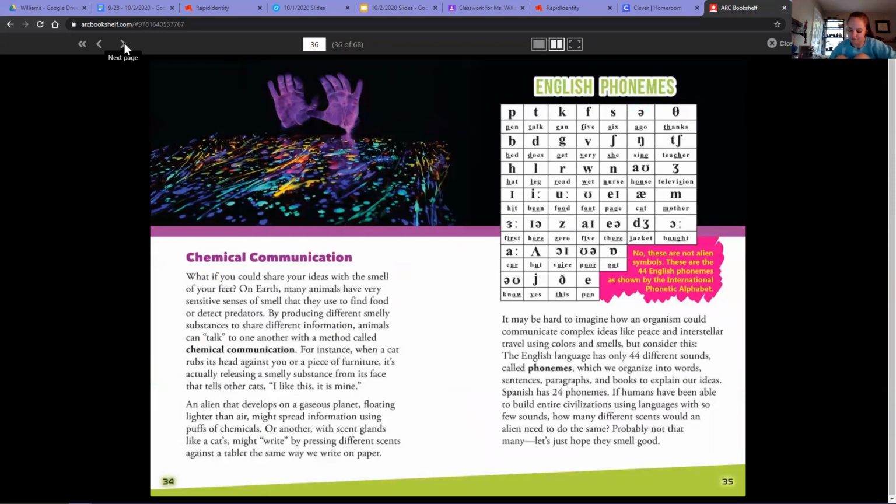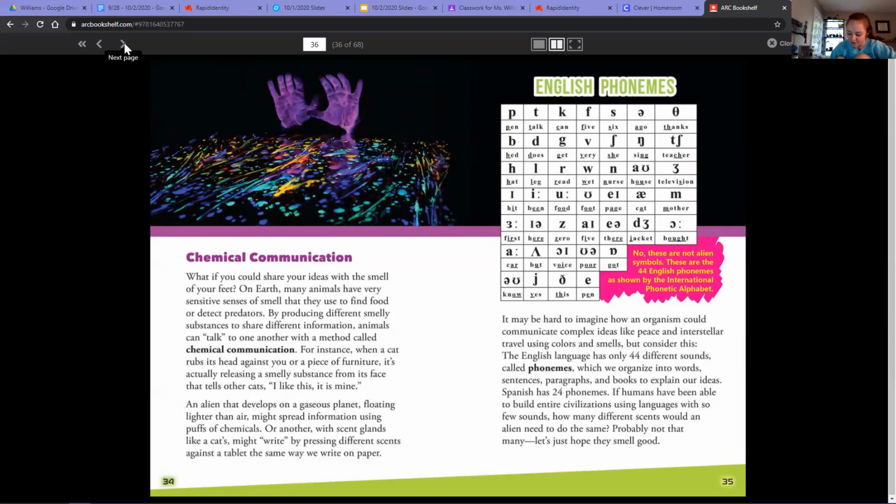Chemical communication. What if you could share your ideas with the smell of your feet? On Earth, many animals have very sensitive senses of smell that they use to find food or detect predators. By producing different smelly substances to share different information, animals can talk to one another with a method called chemical communication. For instance, when a cat rubs its head against you or a piece of furniture, it's actually releasing a smelly substance from its face to tell other cats, "I like this, it's mine."